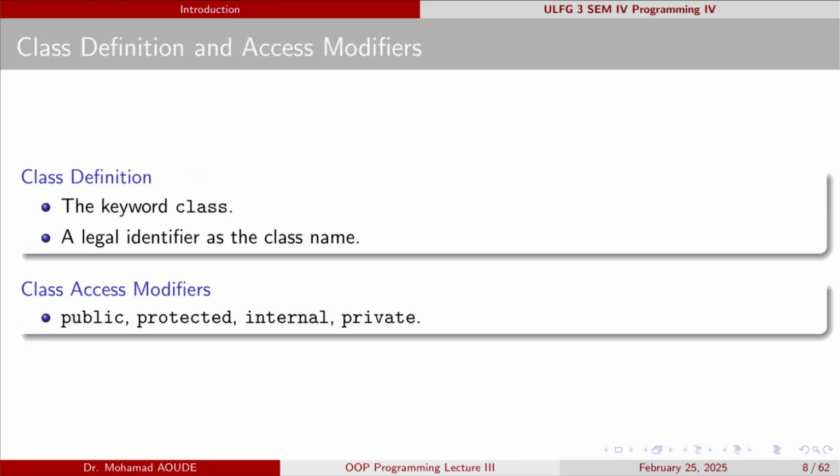In C#, a class starts with the class keyword, followed by a legal name. Example, class Car. You can also add access modifiers like public, accessible everywhere; private, accessible only inside the containing class; protected, accessible inside its class and derived classes; internal, accessible within the same project. Choosing the right access level is critical for designing secure and maintainable code bases.